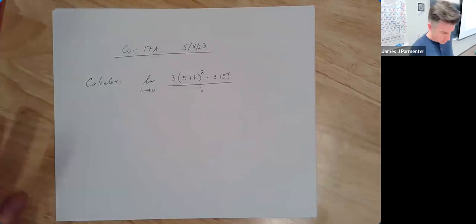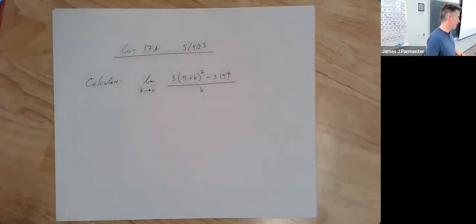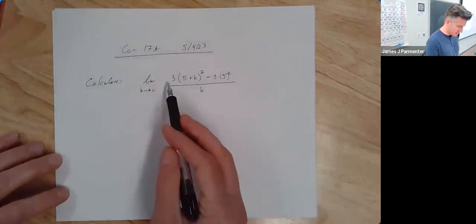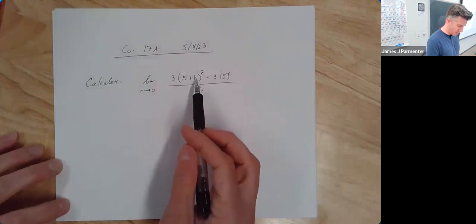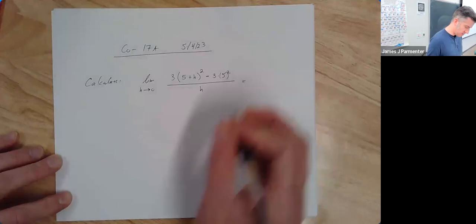All right. So I'm just looking at some problems here that I made up that are similar-ish to your homework, but not exactly the same. Let's look at this first limit here. When you calculate the limit as h goes to 0 of 3 times (5 plus h) squared minus 3 times 5 squared, all over h. If we multiply this out, let's see what we get.